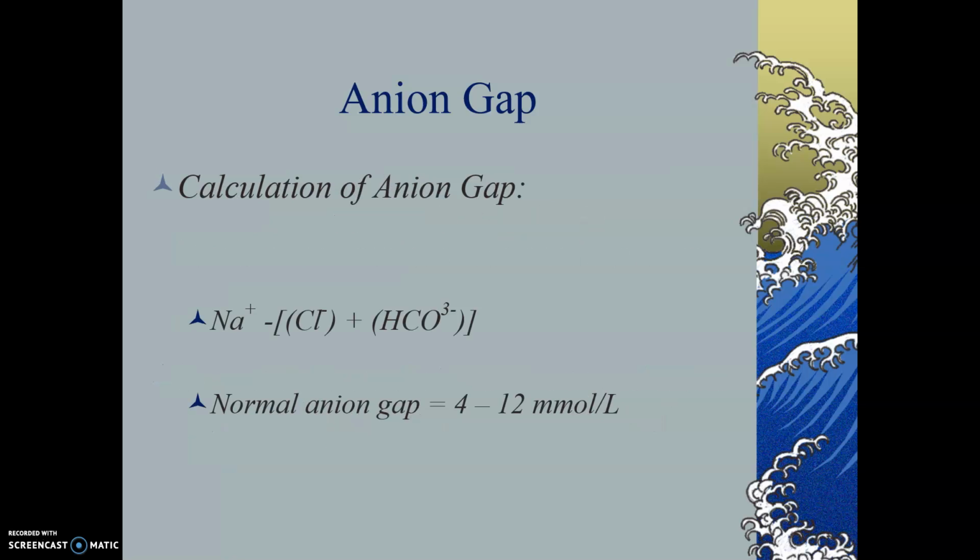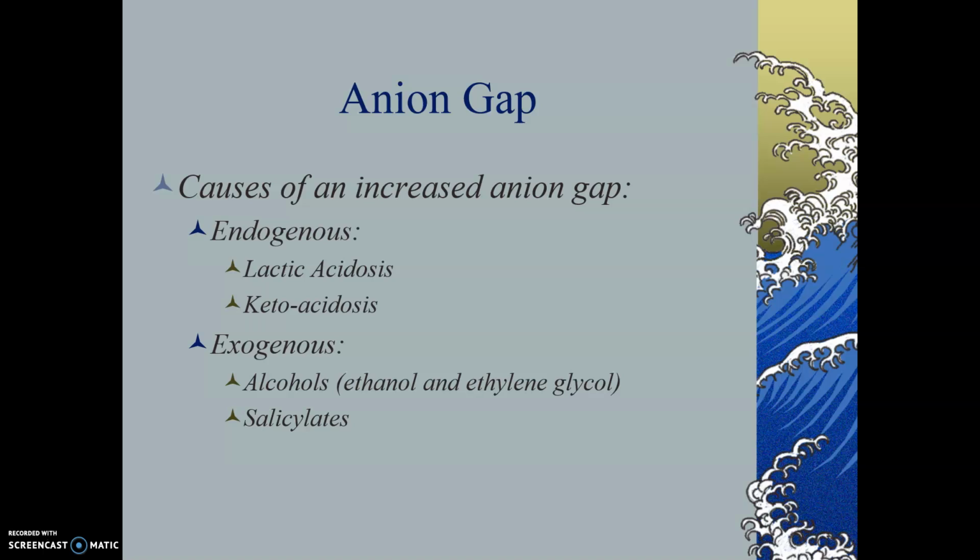Here, this is how we calculate the anion gap to see if the acidosis is a normal anion gap or increased anion gap. And these are some of the common causes of an increased anion gap. Two common endogenous causes would be lactic or ketoacidosis. Exogenous causes include alcohols, salicylates, and other poisons.